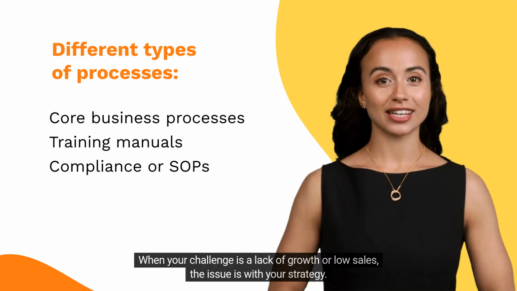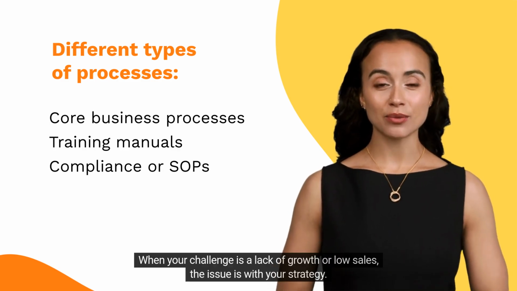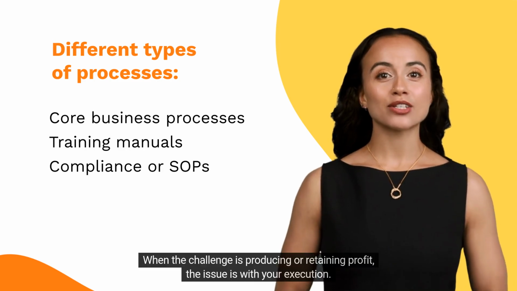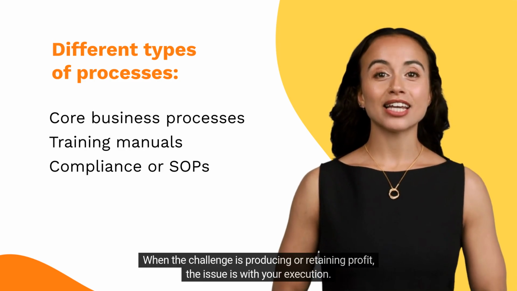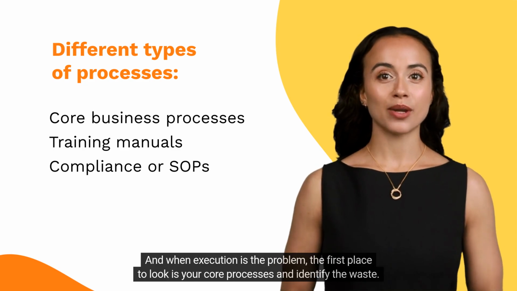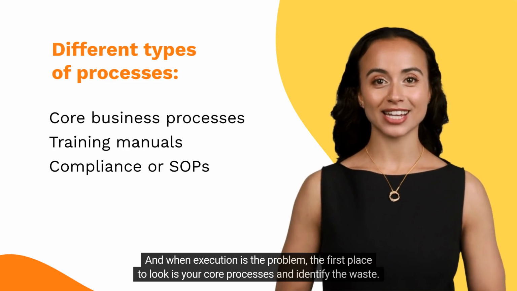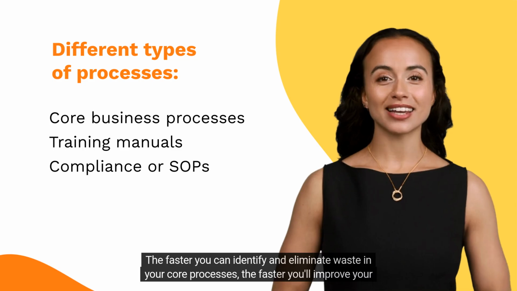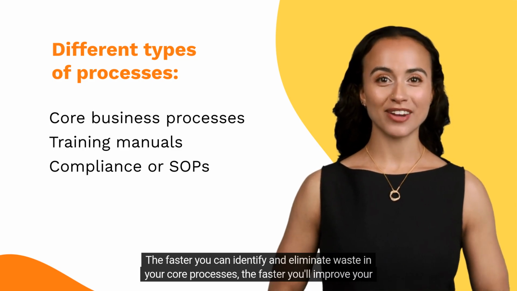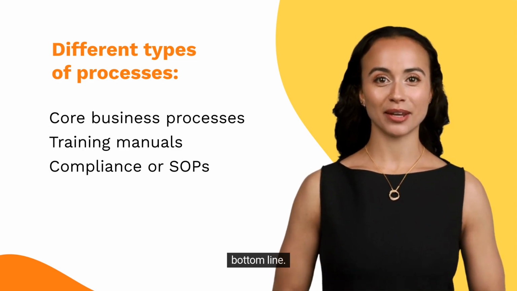When your challenge is a lack of growth or low sales, the issue is with your strategy. When the challenge is producing or retaining profit, the issue is with your execution. And when execution is the problem, the first place to look is your core processes and identify the waste. The faster you can identify and eliminate waste in your core processes, the faster you'll improve your bottom line.